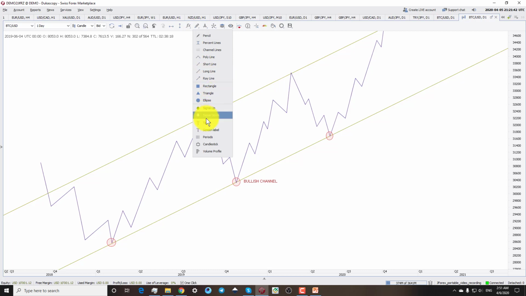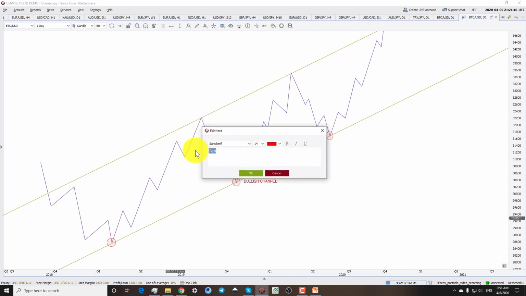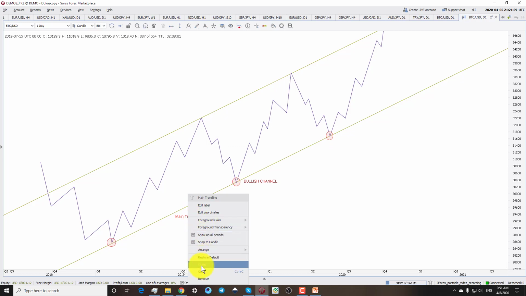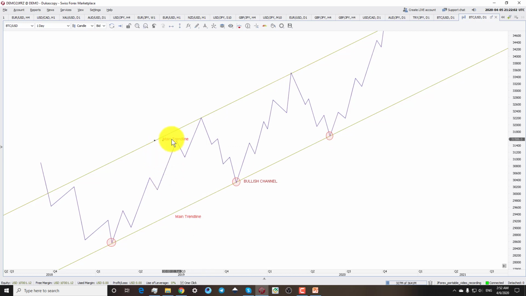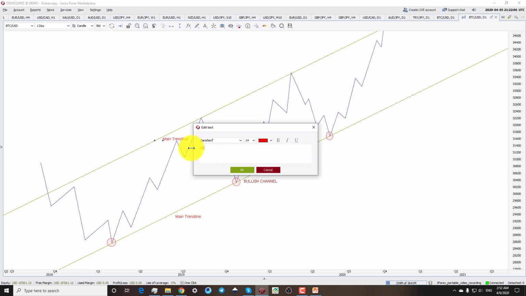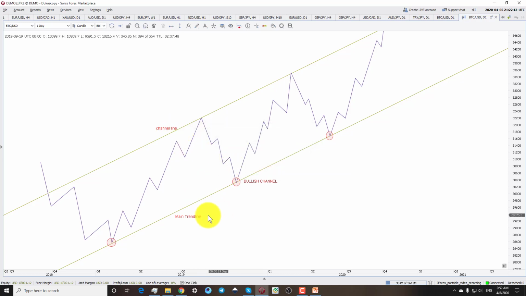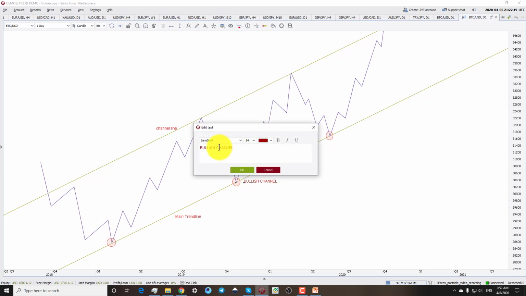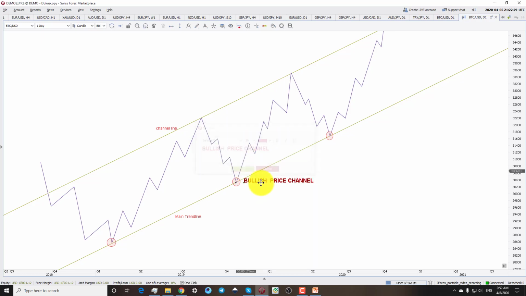I must explain to you what these are called. This is called the main trend line, okay, and the upper line is called the channel line. It is simple. This is the term which is used generally by traders. This is the main trend line and this is the channel line, and this is a bullish price channel. I hope you got the idea now of what I was trying to explain here.